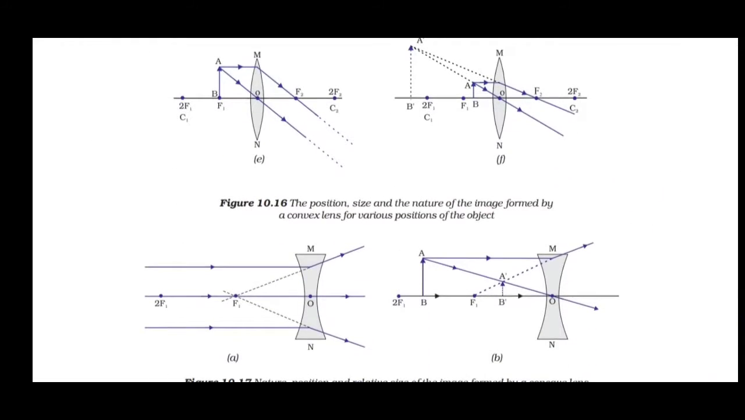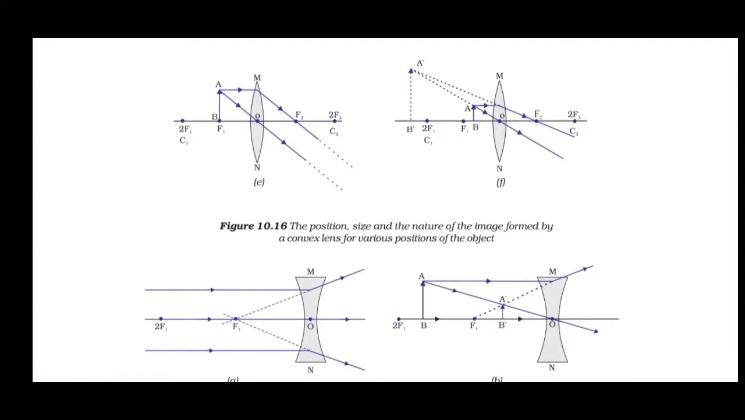Next is the fourth one, when the object is at f1. Okay, AB is the object, it is at f1. The first ray of light is parallel to the principal axis and passes through f2. The second ray passes through the optical center and will not deviate, and there is no meeting point. We cannot see a meeting point, which means the image is formed at infinity. It will be highly enlarged, and it is again real and inverted because it is forming in the lower direction.